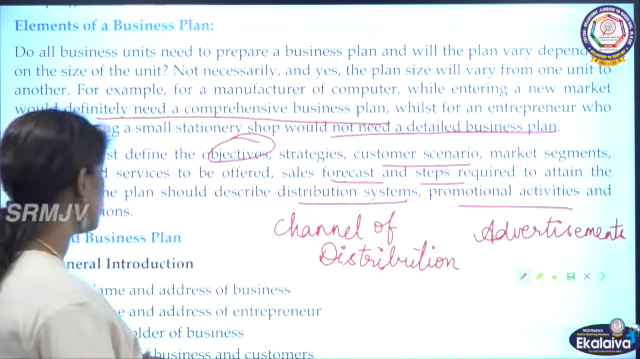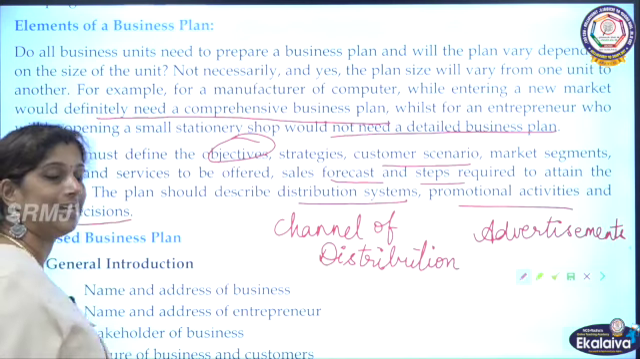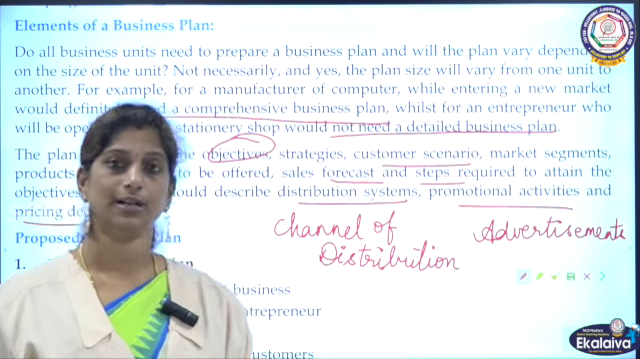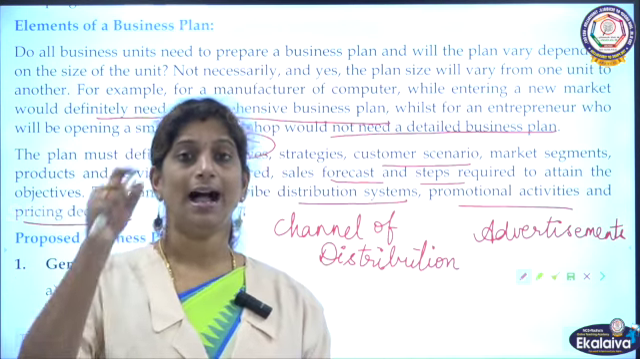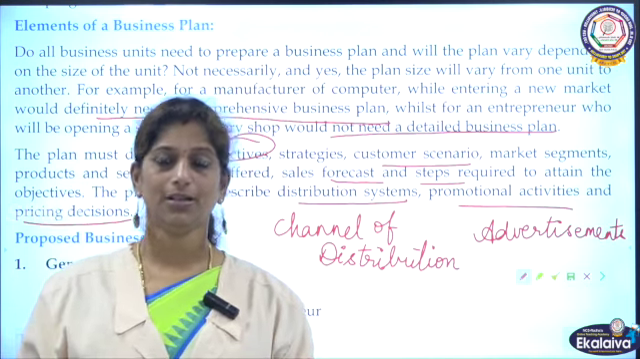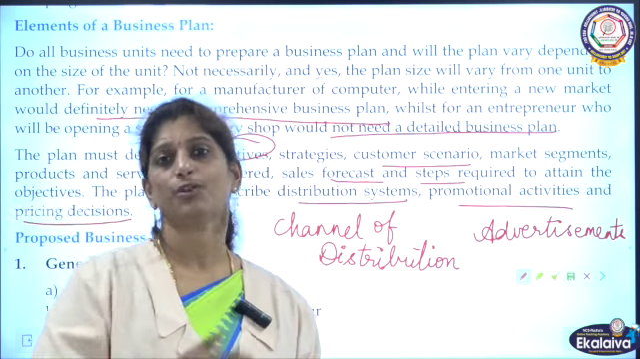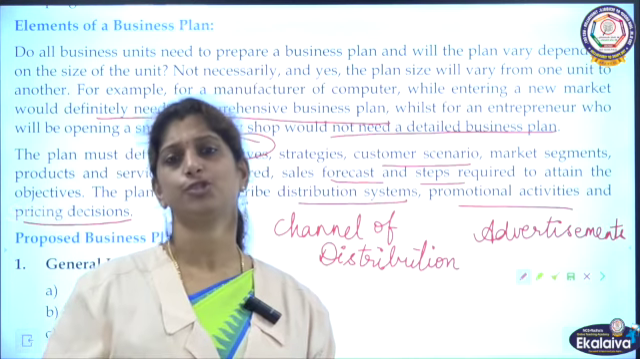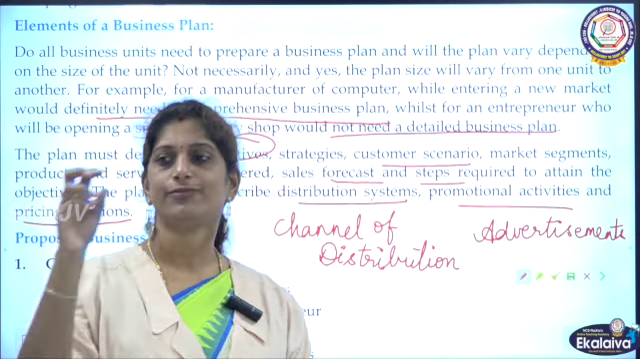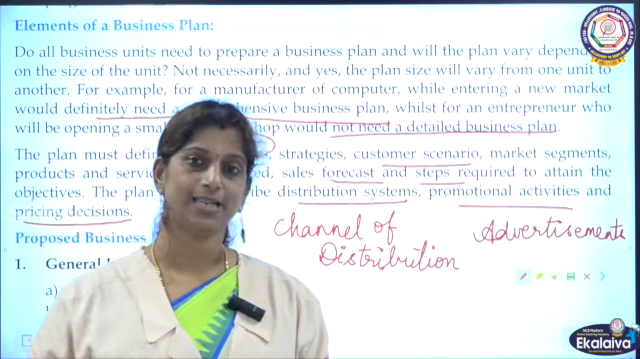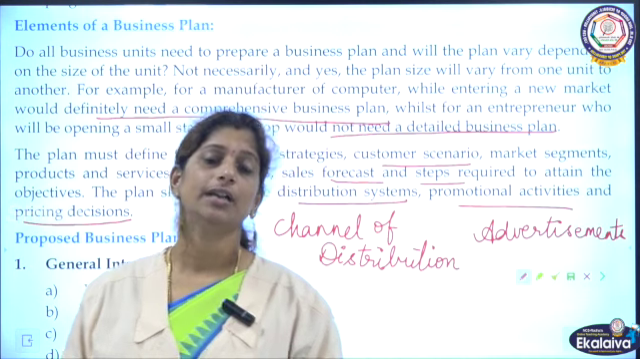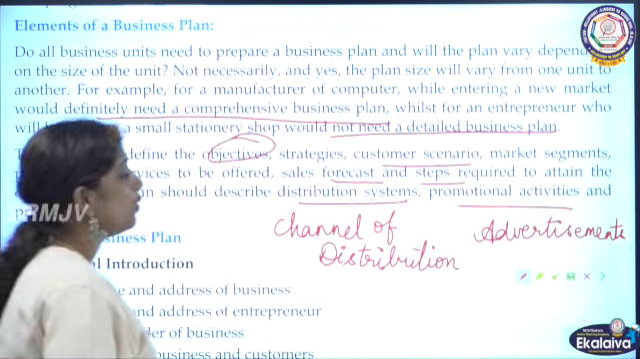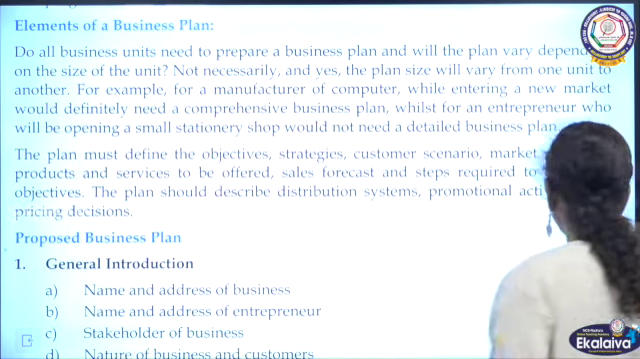And then we should also mention the pricing decisions. So how are we going to fix the price of a product, right? That has to be decided, and that has to be included in the business plan. So there are various types of pricing methods which we will be reading further. That has to be decided. So we are going to follow this method of pricing. So that has to be mentioned in the business plan. Right? So now we are going to see how a proposed business plan will look.